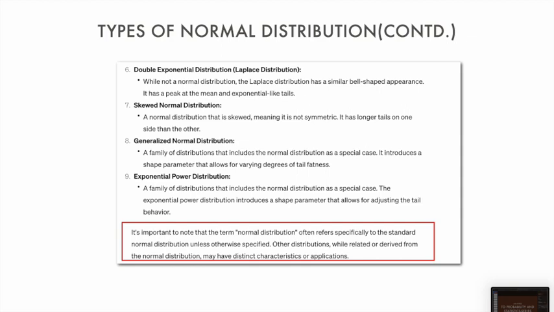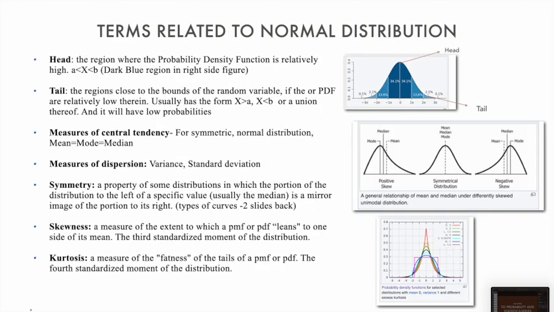Terms related to normal distribution. So these are the terms which we saw in session 2: head, tail, measures of central tendency, measures of dispersion, and symmetry, skewness, kurtosis. Kurtosis is the fatness of the tail of a probability density function or a probability mass function. Skewness is a measure of the extent to which a probability mass function or probability density function leans to one side of its mean. So we see that in the right side figure, a positive skew means it leans to the right side, and negative skew means the tail leans to the left side.